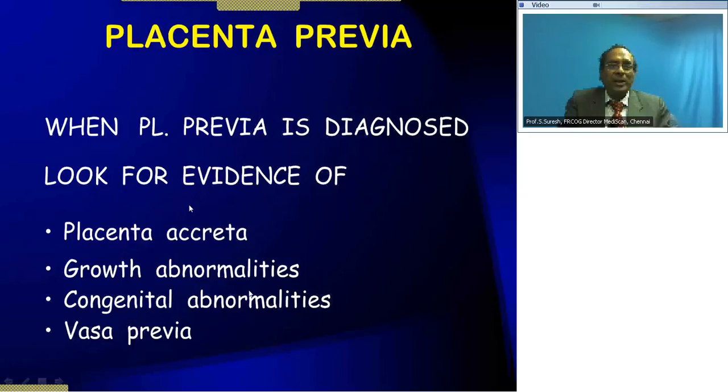So when placenta previa is diagnosed, you look for evidence of placenta accreta, growth abnormalities, congenital abnormalities, and also placenta previa.